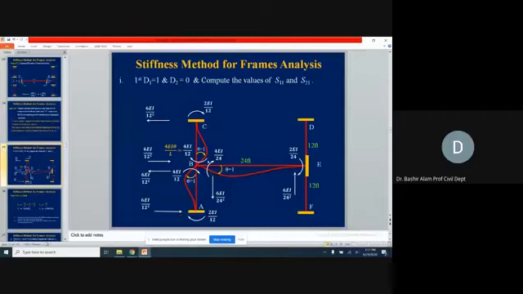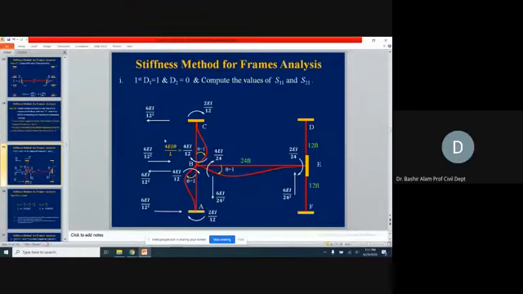Similarly, for BC, it's the near end, so 4EI over L. This becomes 4EI over 12 because this was also 12 feet. At the far end it is 2EI over 12. And similarly, you can find this balancing couple, which should be counterclockwise.